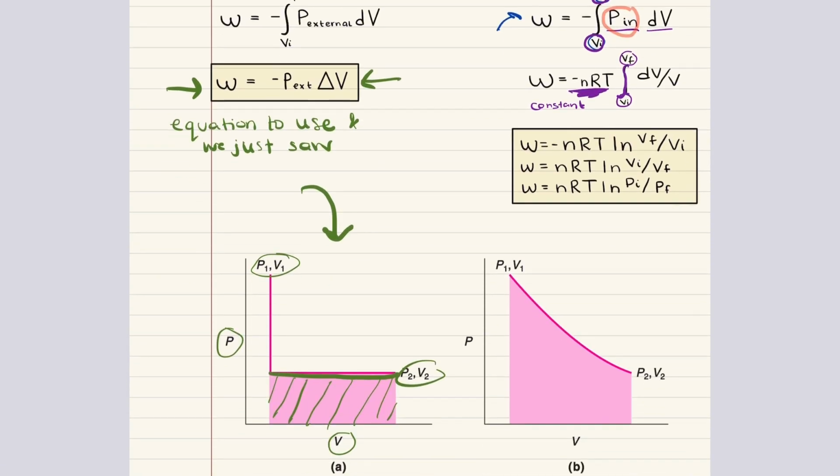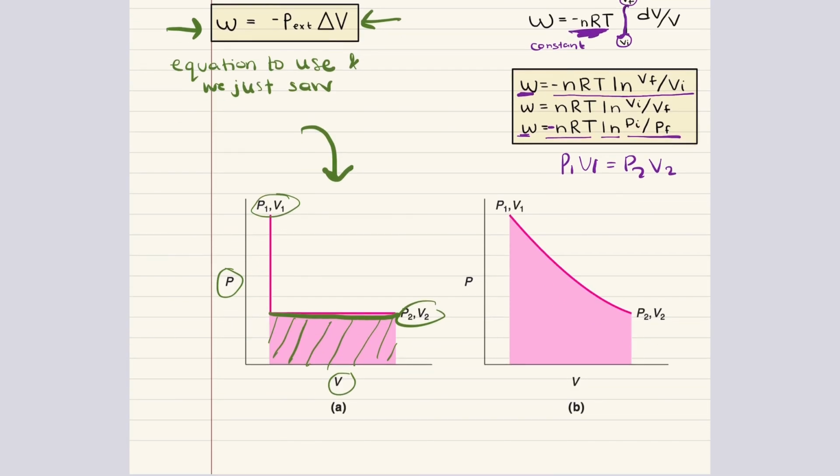Evaluating this, we get that work equals negative nRT times the natural log of the final volume divided by the initial volume. We can also write this as work equals negative nRT times the natural log of the initial pressure divided by the final pressure, because we know P1V1 equals P2V2 from Boyle's law.